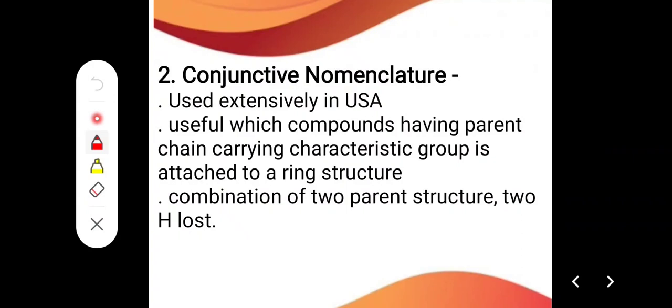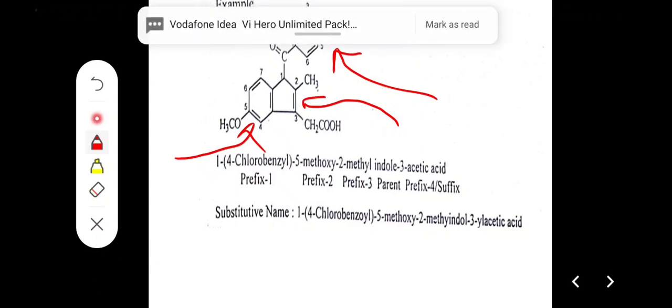Okay, how we derive, how we understand, like that. That is 1-(4-chlorobenzyl). Okay, because there should be at the 4 position a chlorine group. 4-chlorobenzyl, benzene having a chlorine group at the 4 position. Then 5-methoxy, like this, benzene having 5-methoxy at this position. 2-methyl, this indole ring having a methyl group at the 2 position. So we then consider indole-3-acetic acid.